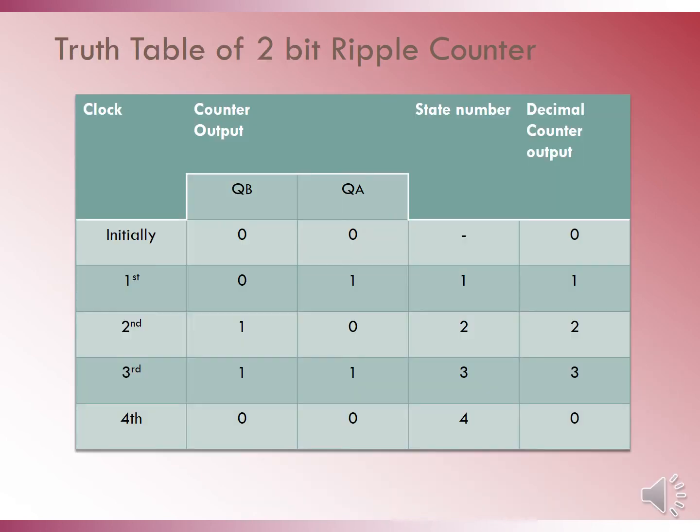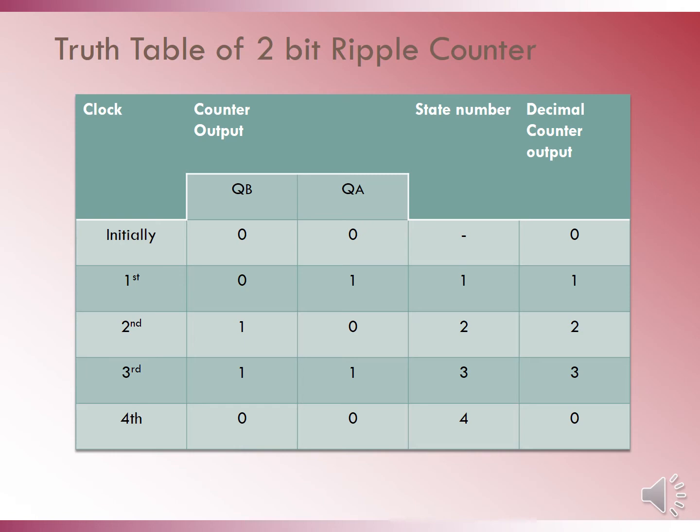This we can understand from the truth table of the 2-bit ripple counter, which has been shown here. So initially we have assumed that QB QA equals 0 0. After the first clock pulse, A is toggling from 0 to 1. This transition of A is not affecting B.